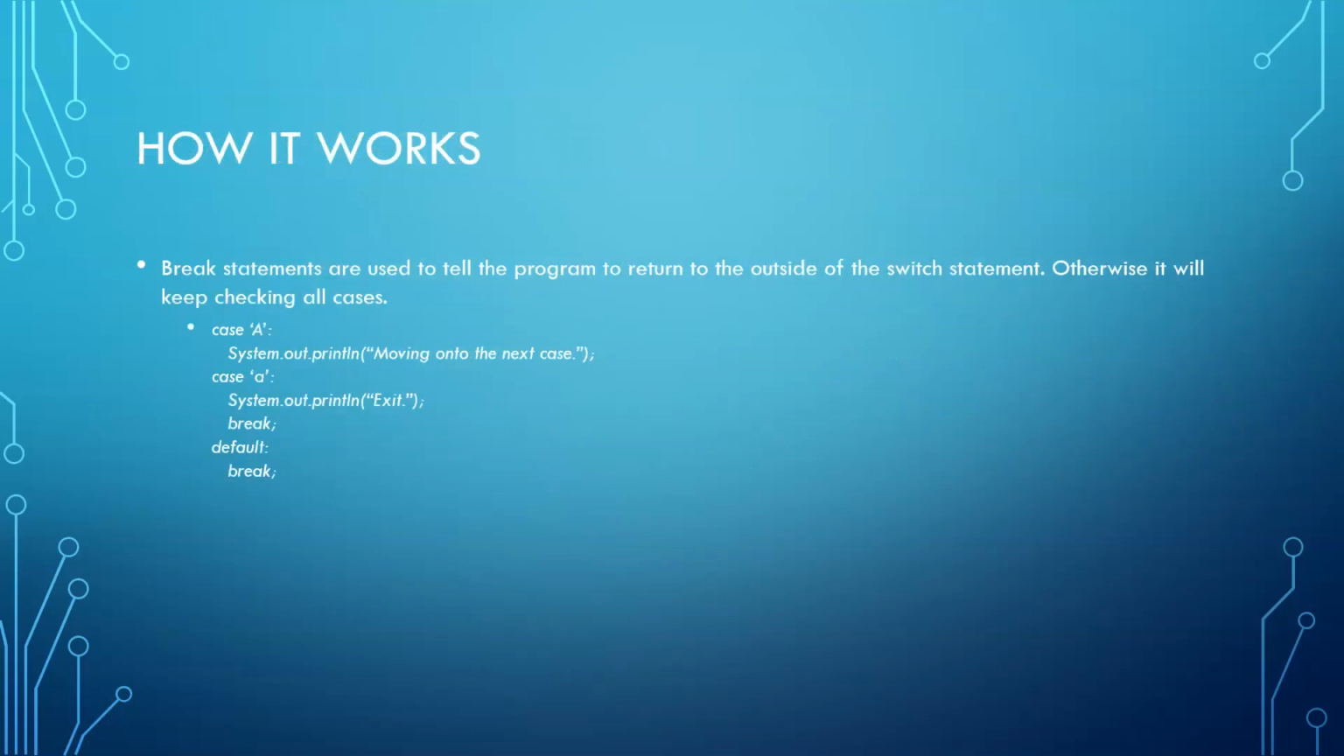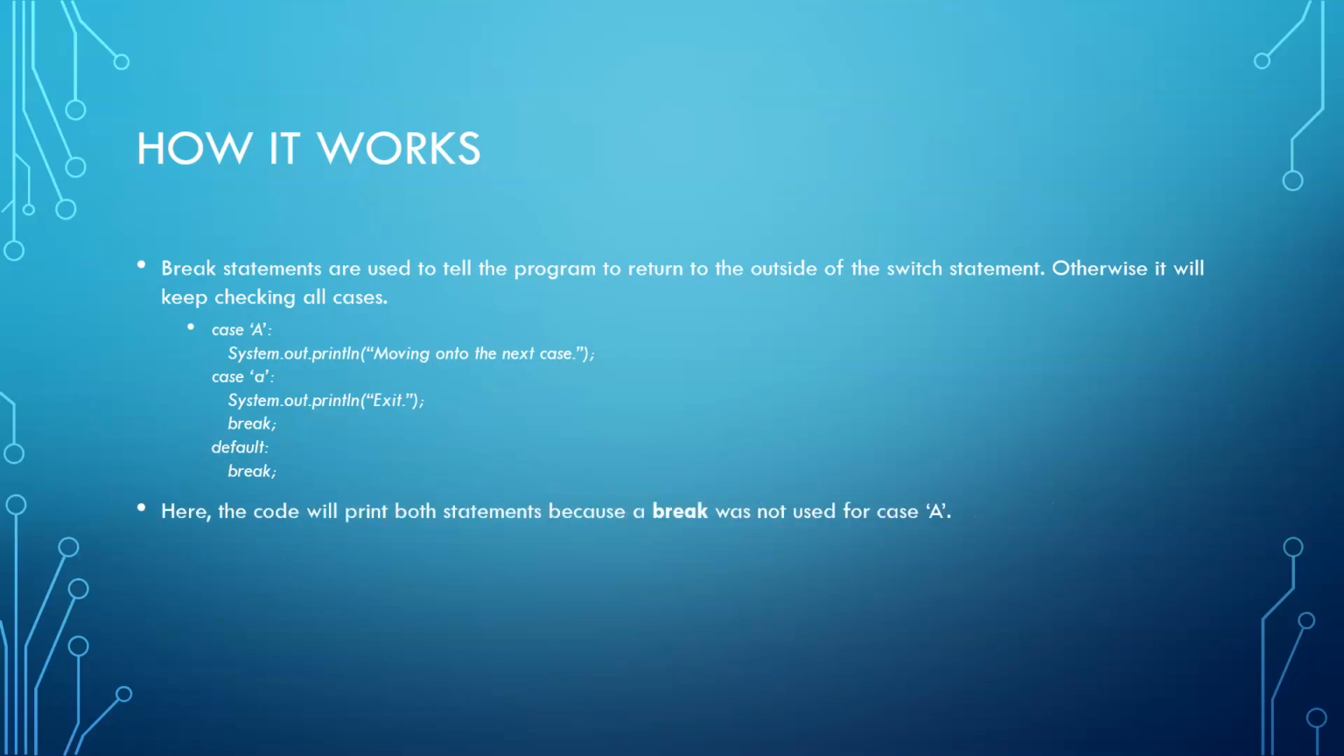Break statements are used to tell the program to return to the outside of a switch statement. Otherwise, it's going to keep checking all the cases. For example, here I have case A, with a print line, moving on to the next case. Then case lowercase a, print line exit, break. Then it would exit. So this one is going to say moving on to the next case, exit, and then it's going to stop. Whereas if it's the default case, say someone had typed B, it's going to break right away, because it's neither A nor B. It jumps right to the default. So default is kind of like our else, where it acts as a catch-all.